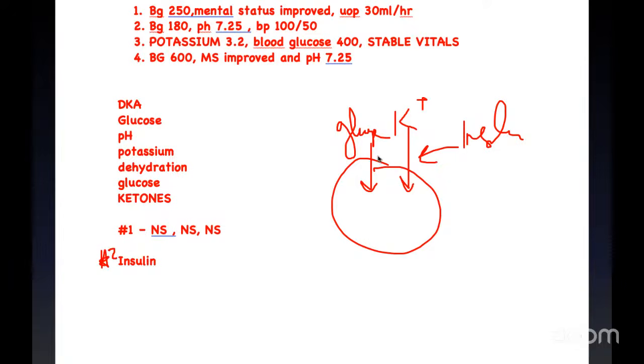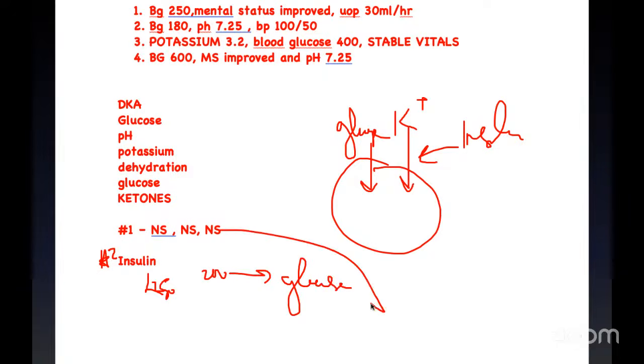You keep on doing that until your glucose is close to 250, right? As soon as it's less than 250, within 200, then you give them glucose back. You change this fluid to D5W normal saline because you don't wait until they become hypoglycemic.